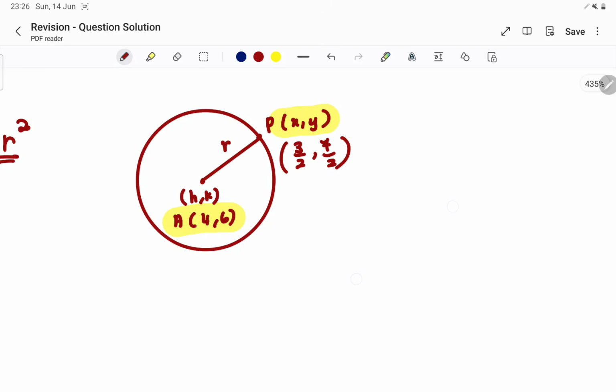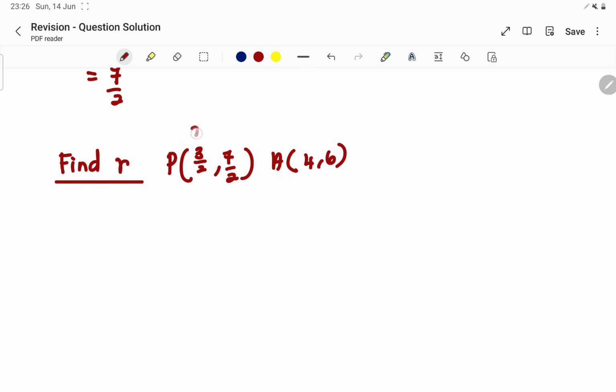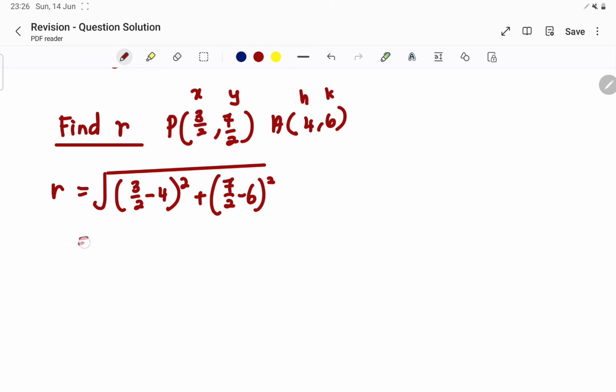Now we want to find the value of R, so we use the formula from just now. By right, P is equal to (3 over 2, 7 over 2), and A we have (4, 6). This is our x and y, and this is our h and k. To find R, we substitute inside the formula, so we get the square root of (3 over 2 minus 4) square plus (7 over 2 minus 6) square. Total is R equal to 3.536.